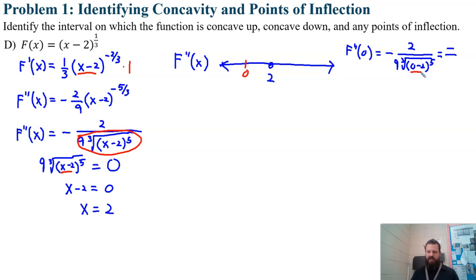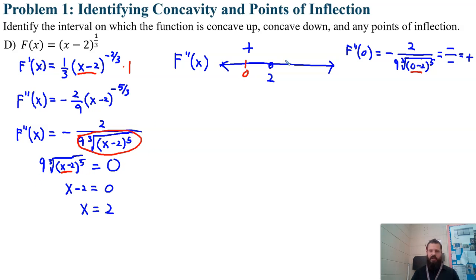since 0 minus 2 is negative, that's a negative 2, I know that when I raise that to the 5th power, I'll get a negative out. When I take the third root of a negative, I get a negative out. When I multiply a negative by 9, I get a negative. In other words, we'll be negative on the bottom. I'm not worried about what the third root of negative 2 to the 5th is actually equal to. We could find it, but we don't need it. Negative over negative is a positive, meaning that our second derivative is positive on the left side of 2.